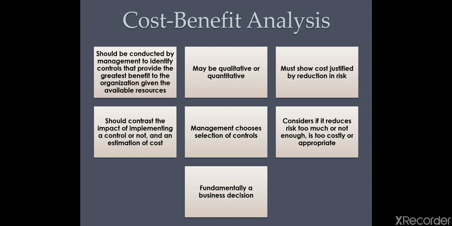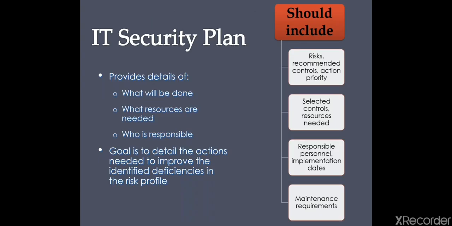Okay, after selecting a security control or controls, we have to set an IT security plan that will provide details of what will be done. These are the three questions: what will be done, what resources are needed to do so, and who is responsible for what. So the goal is to detail the actions needed to improve the identified decisions and identify deficiencies in the risk profile.